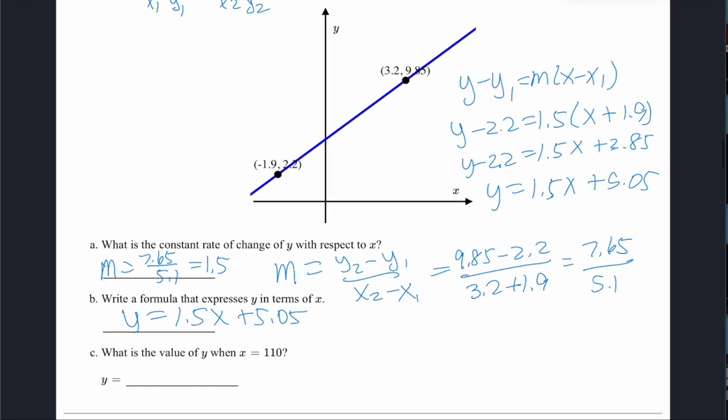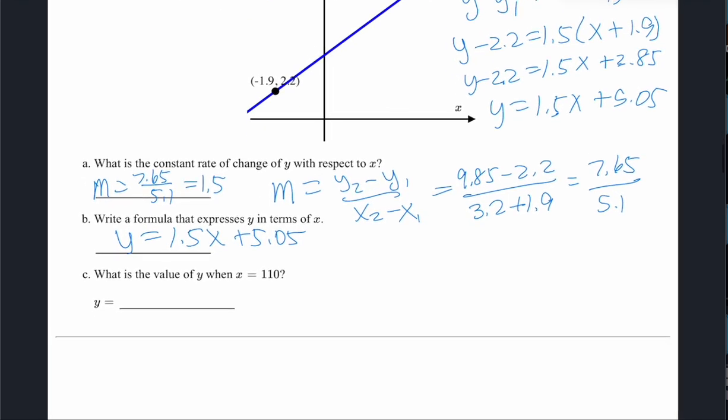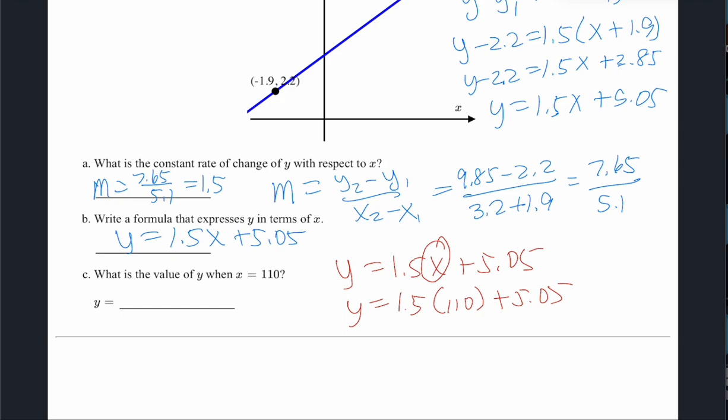And then C, you get to use that formula now that you have it. So if we have that nice formula, we're going to put our x value right there of 110. Follow your order of operations.